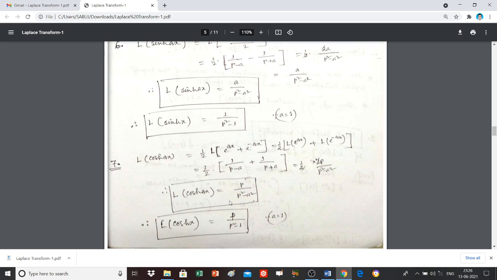So this is the end of this class, and we will discuss the rest of this chapter in some other classes. You need to just practice this on your own, and then everything will be clear to you.